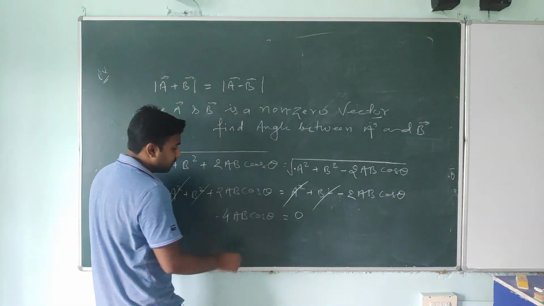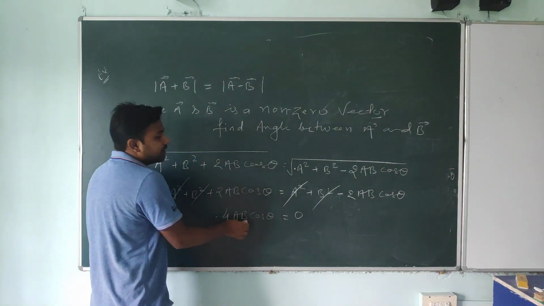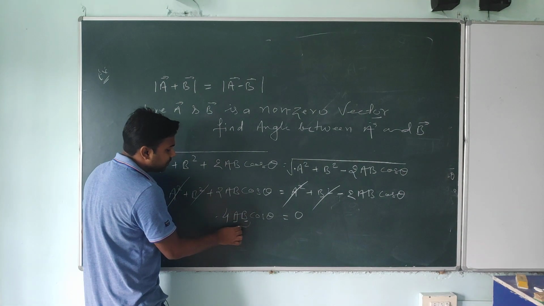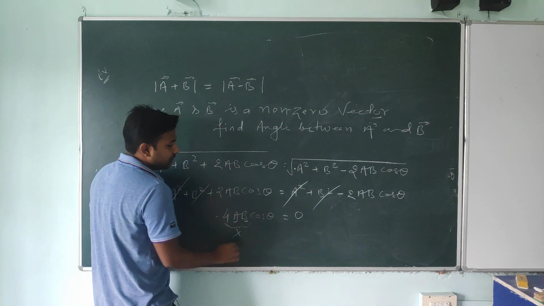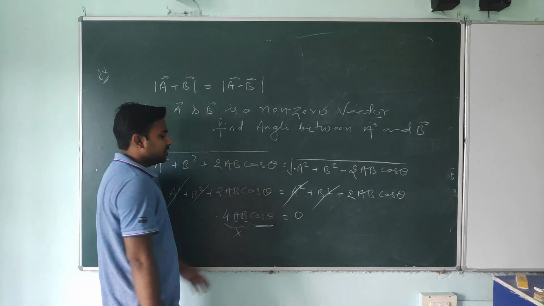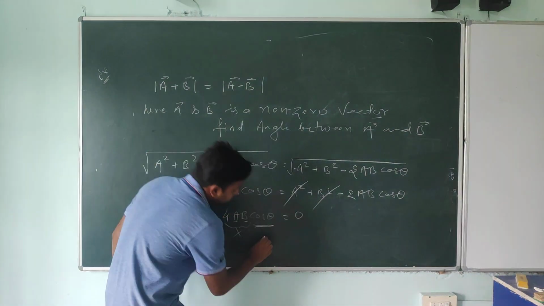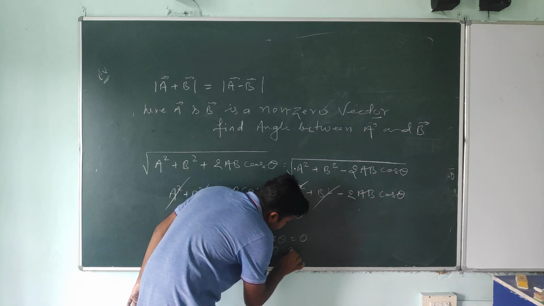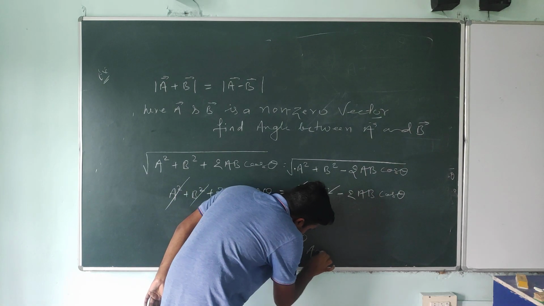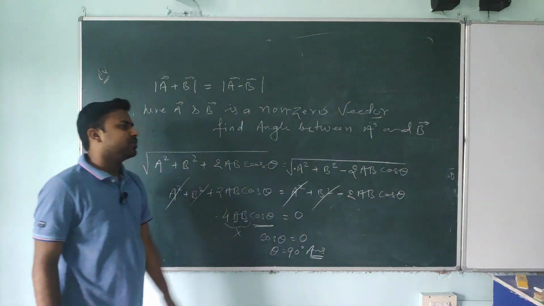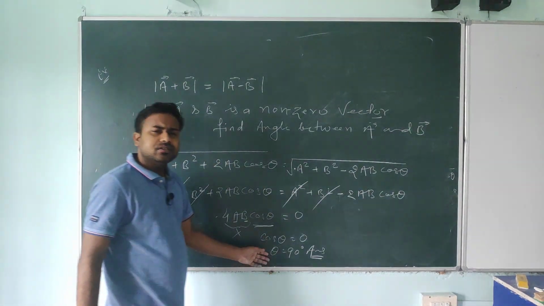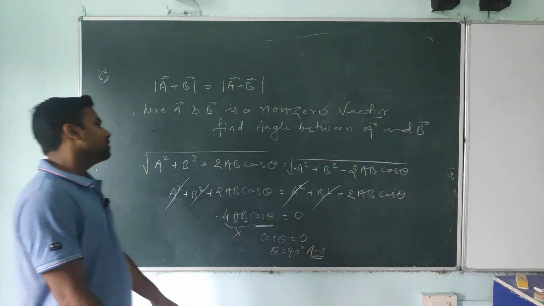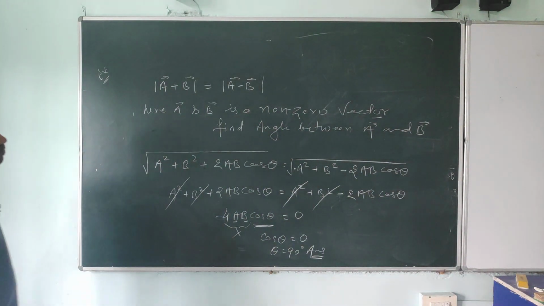Now A and B both are non-zero. It means this quantity will not be 0, so you can say that cos theta is equal to 0. It means theta is equal to 90 degrees. There could be other solutions too, but here I am considering the smallest one. So simply you can say the angle between A and B is 90 degrees. Okay students.